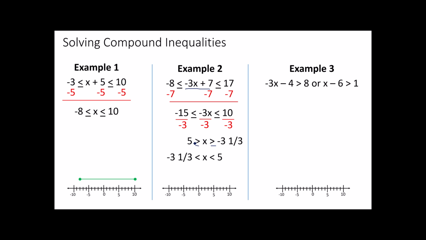Many people would prefer to have the smallest value on the left. So instead of 5 being greater than x and x being greater than negative 3 1/3, yes, I do know I need those equal signs in there, a lot of us will reverse that and put the smallest on the left. Negative 3 1/3 is less than or equal to x, which is less than or equal to 5. And because we have those equal signs there, we do need to color these in.